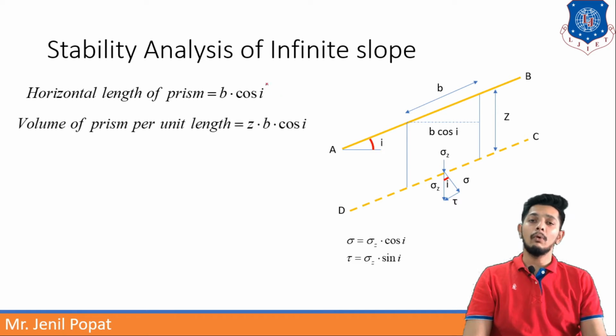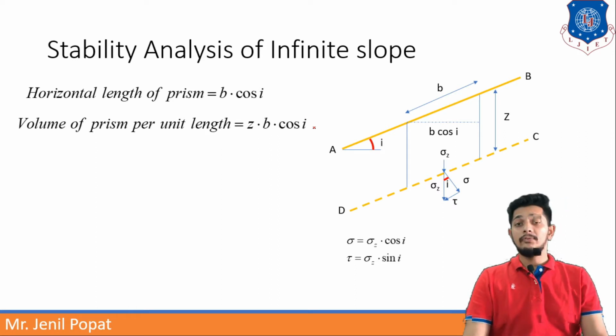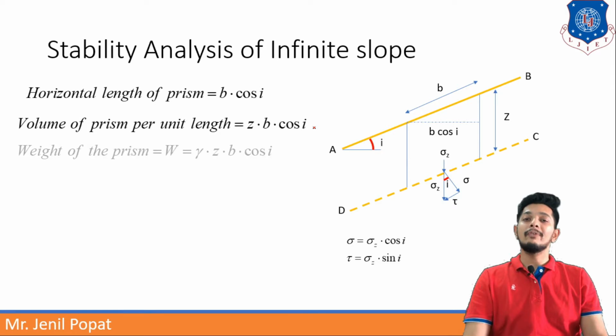If I calculate the volume of the prism per unit length, it will be Z into B into cos i. If we want to calculate its weight, let us assume the weight as capital W. Then weight will be gamma into volume, right? And volume per unit length was Z into B into cos i. So the weight of the prism will be gamma Z B cos i.